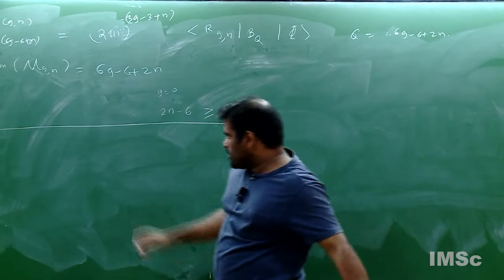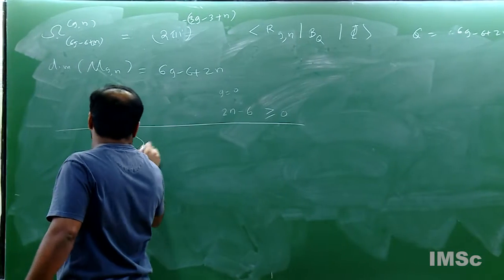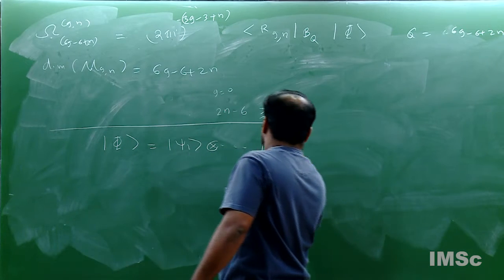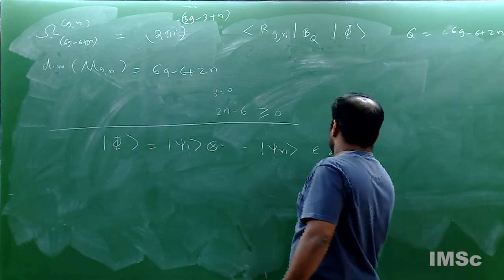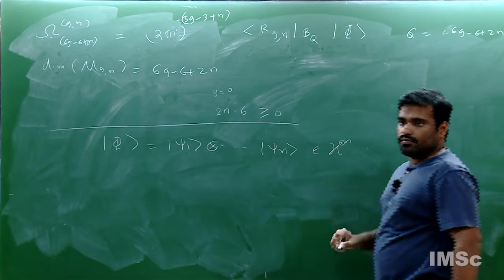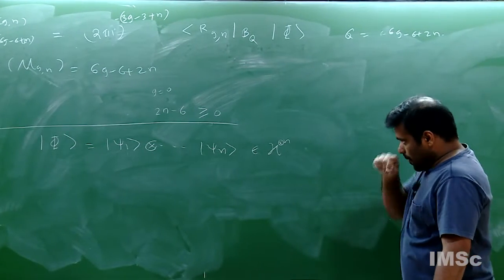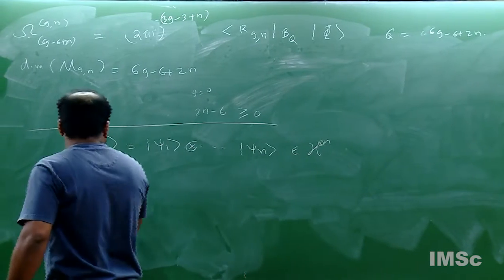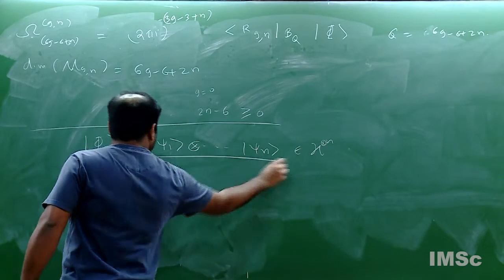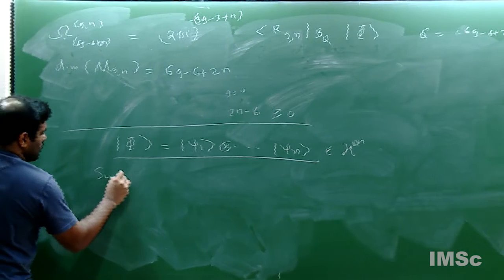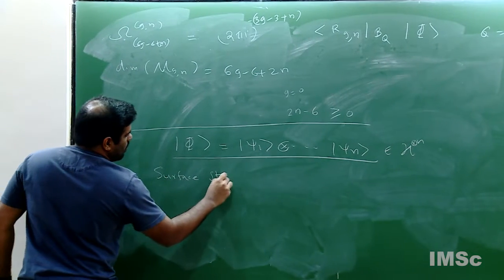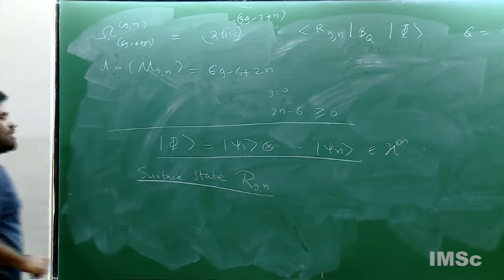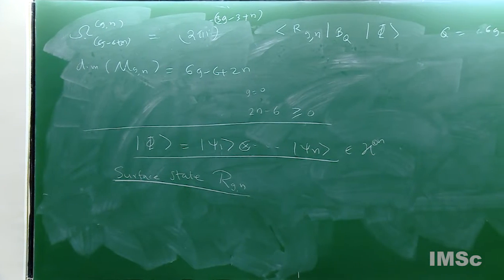Phi is a tensor product of psi 1 to psi n. So this belongs to the Hilbert space, Hn. So what is a surface state? This is a state that's associated with a specific Riemann surface.